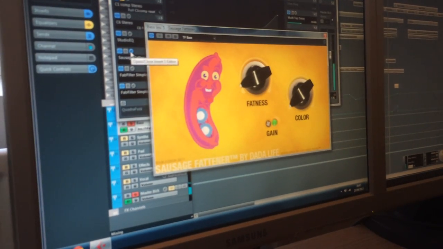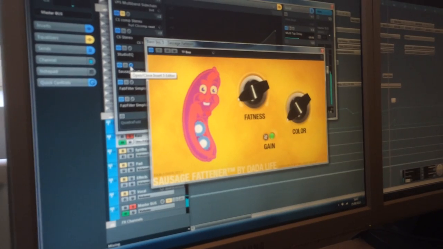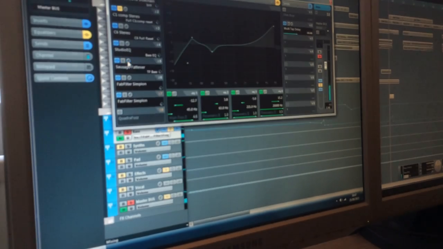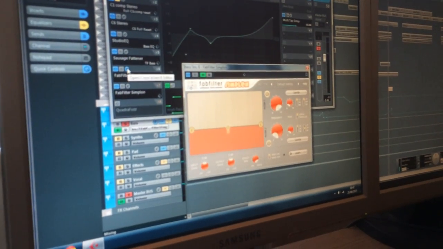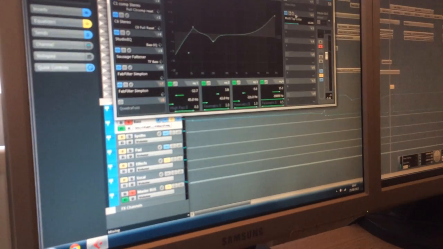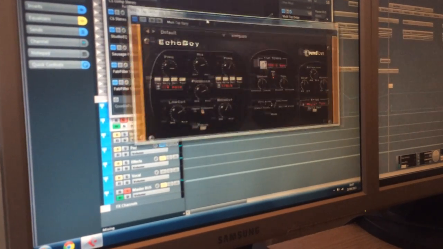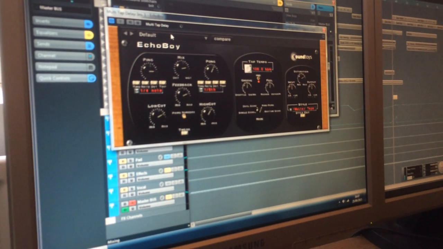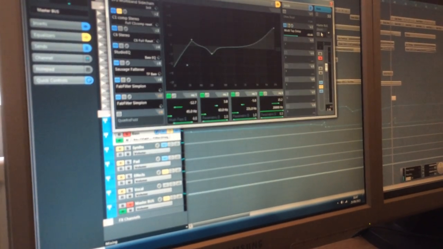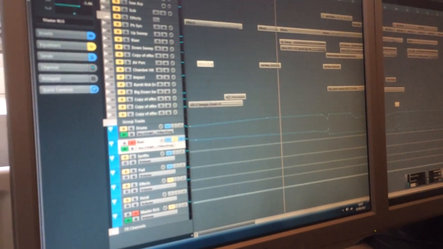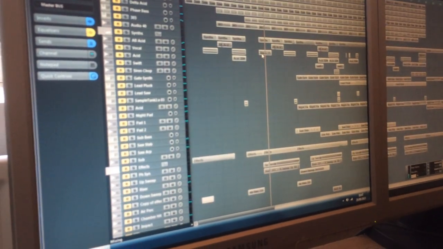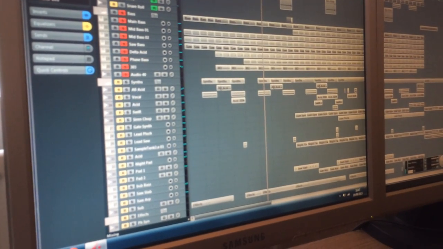Sausage Fattener. Do you use that a lot? Sometimes, yeah. Depends. Then Filter, Simpler, and multi tap delay, which is a great plugin by EchoBoy. Yes, it is. It's really good. Okay, so yeah, that's the bass, and obviously all together it's.